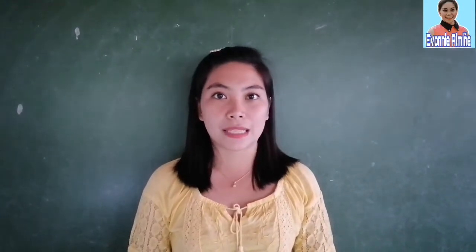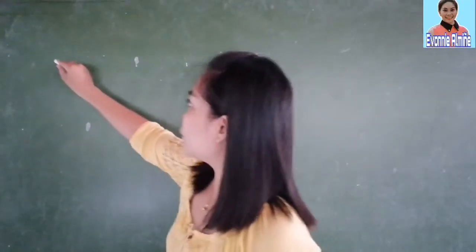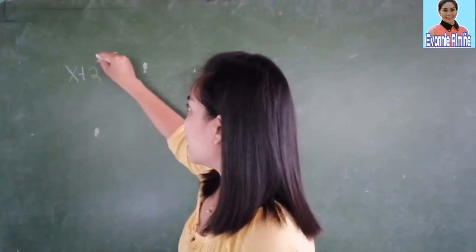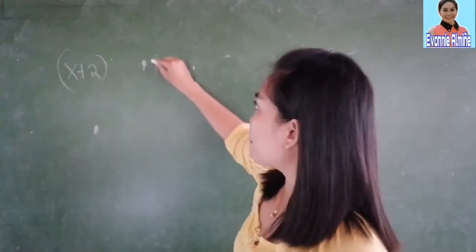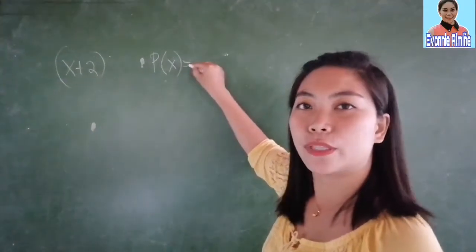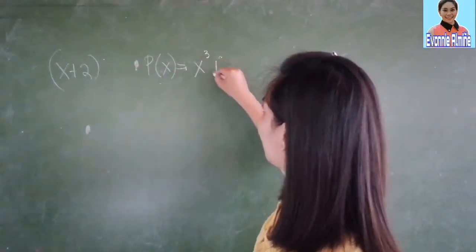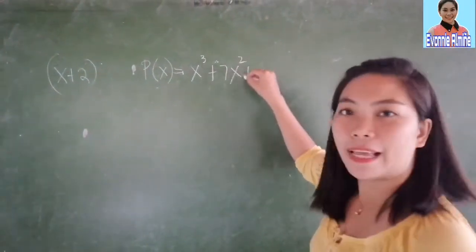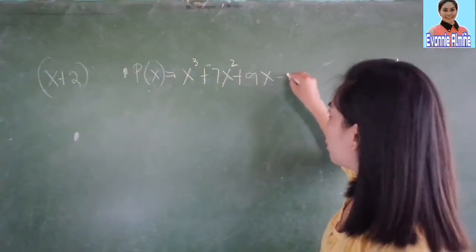Same goes with the other one. Kung yung remainder niya ay 0, therefore, the divisor or the binomial is a factor of that given polynomial. So yung remainder theorem at saka yung factor theorem, magkapatid po silang dalawa. So for example, show that x plus 2 is a factor of p of x is equal to x cubed plus 7x squared plus 9x minus 2.